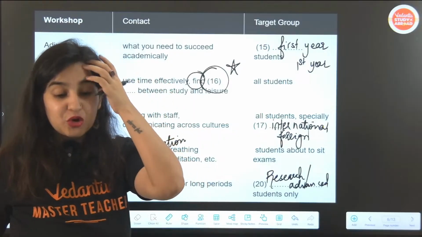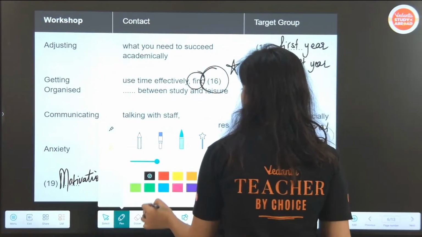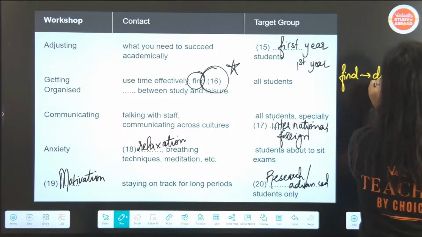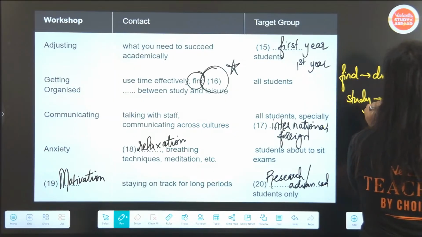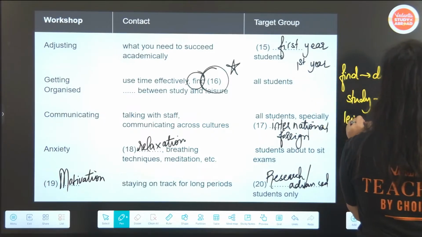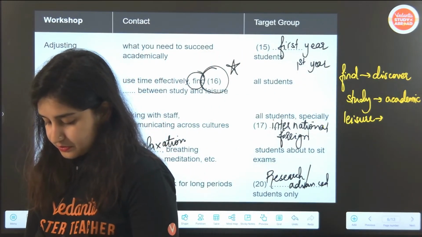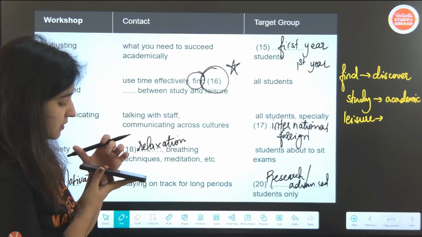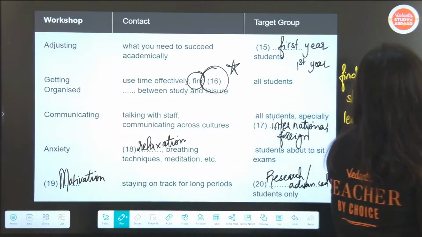Okay, so here a very, very quintessential, obvious synonym trap was used to trap all of you. Instead of find, the word discover was used. Instead of study, the word academic was used. And instead of leisure, what was the word that was used? With putting things off, get the most out of your time, and discover the right balance between academic and recreational. Yes, recreational was used.